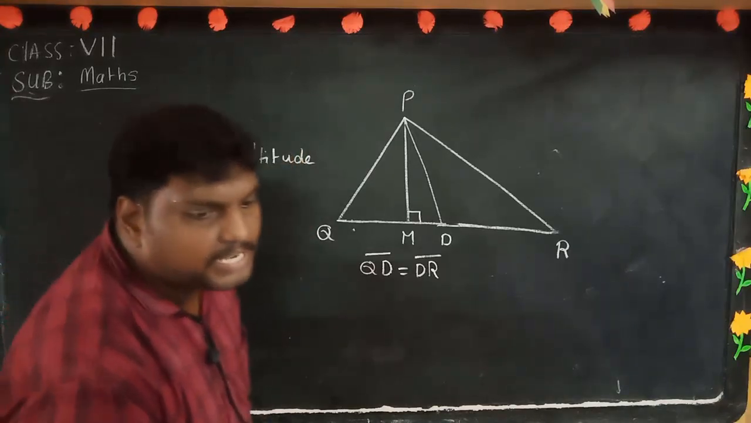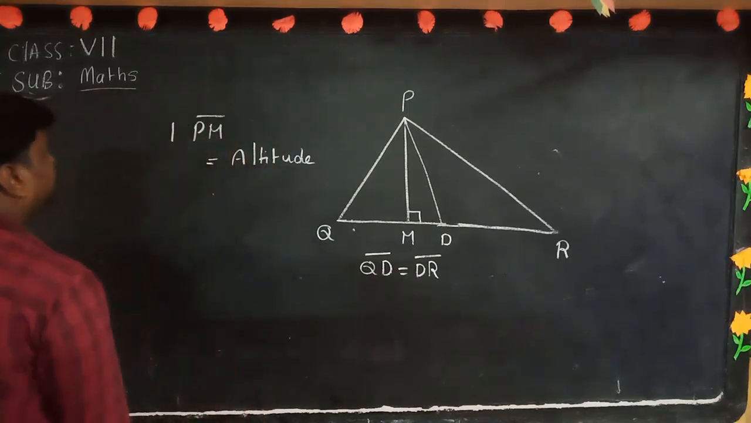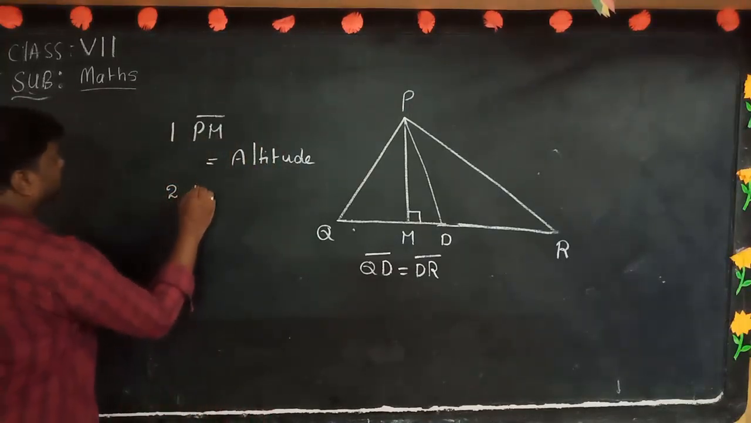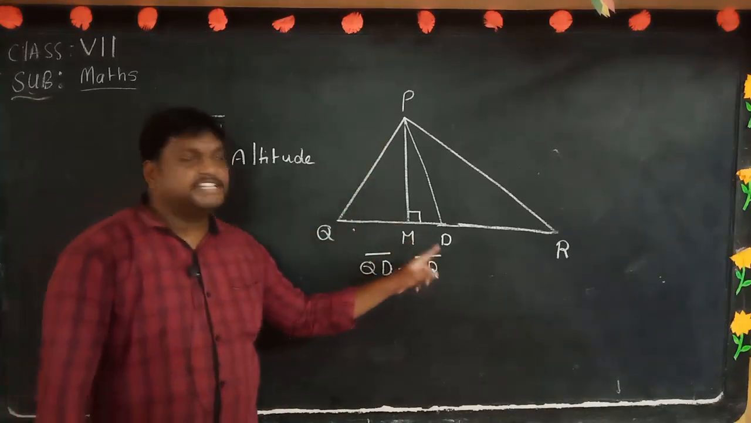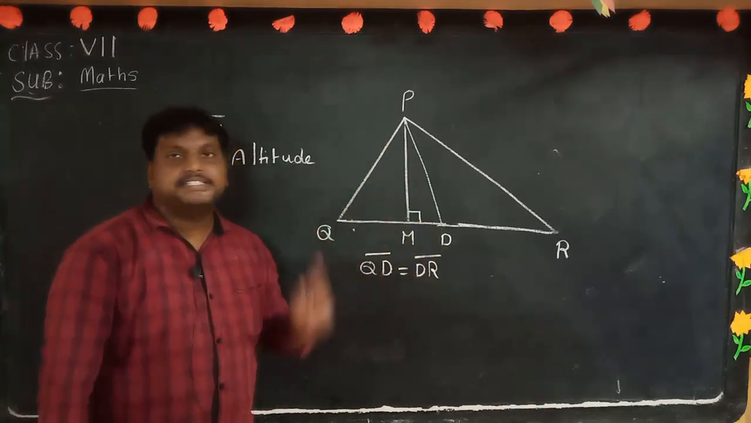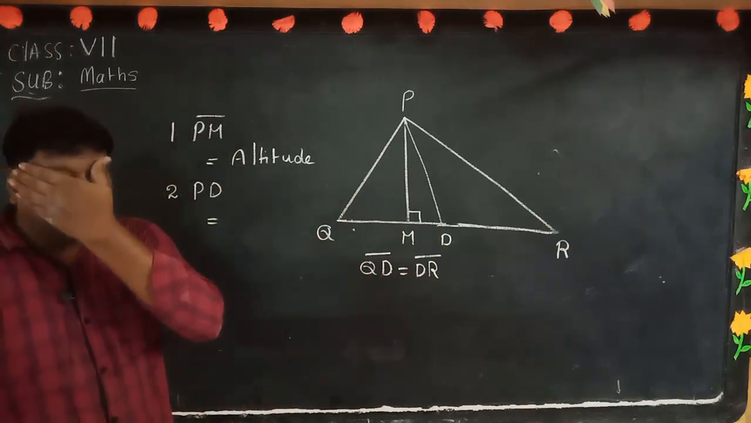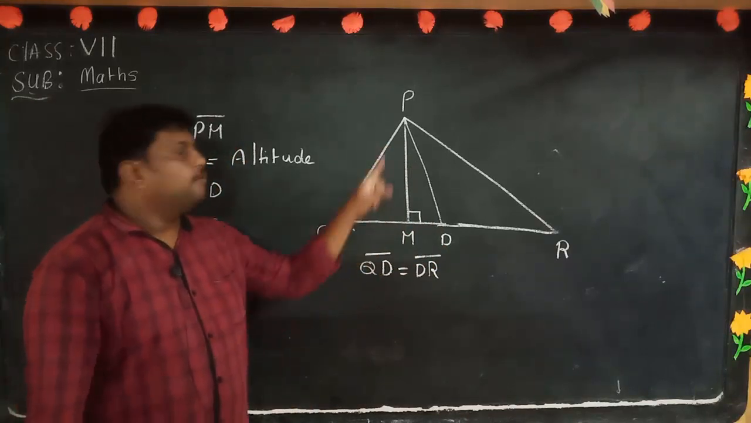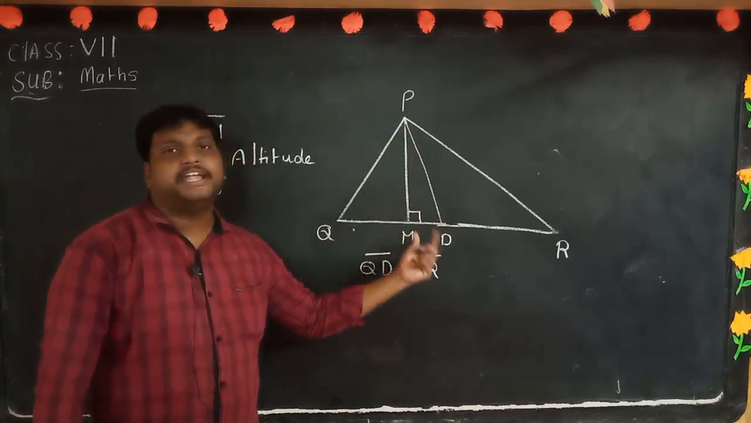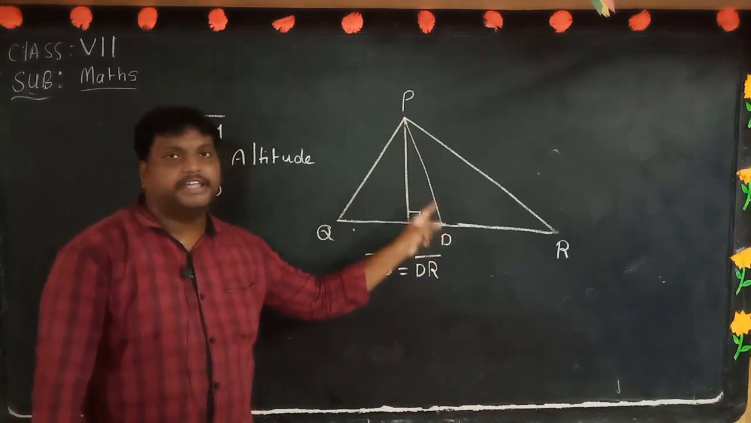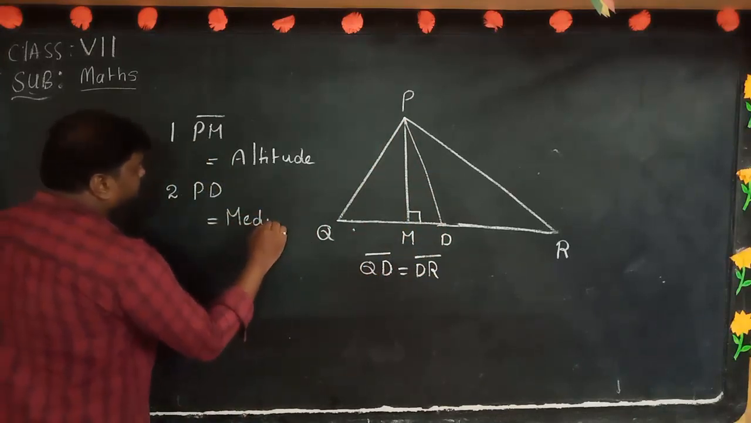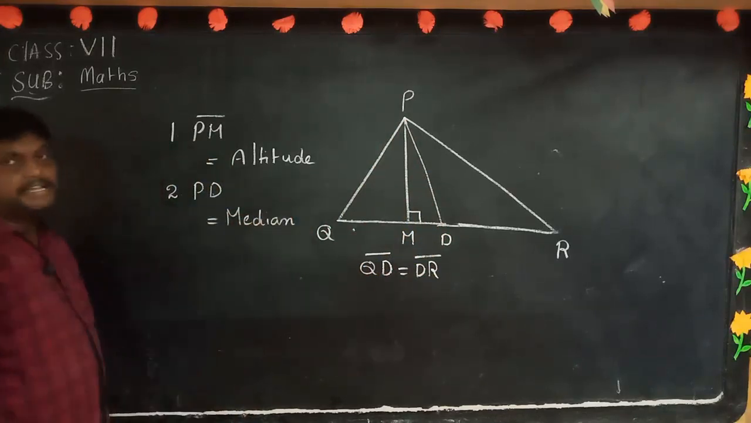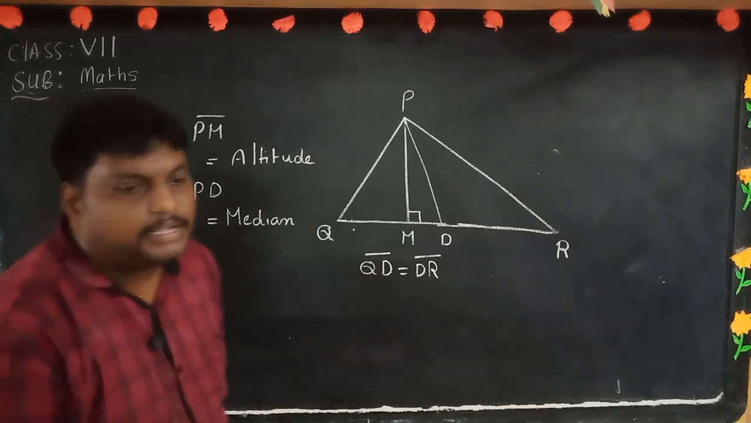Next, the second one. What is that? PD is given. What is PD? From P to D, D is the midpoint. According to the definition of median, the distance from one vertex to the midpoint of the opposite side is called the median. Then PD is the median.